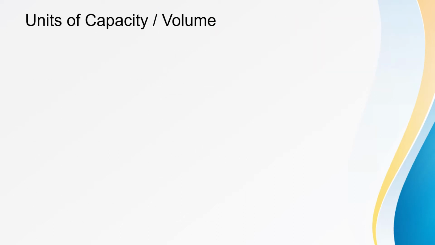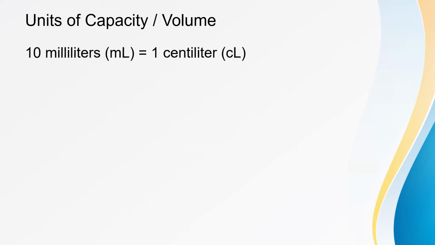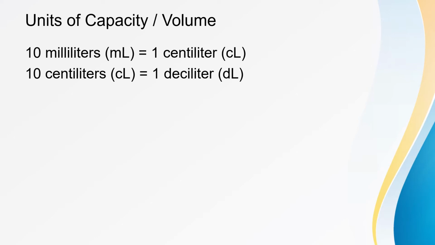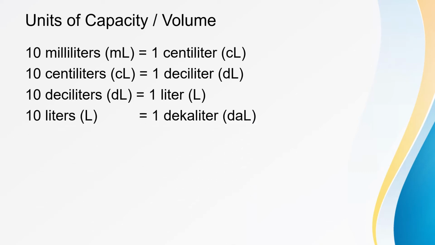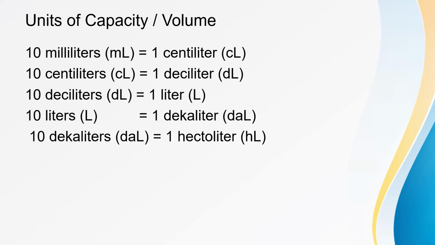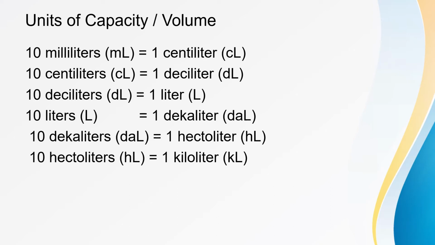Okay, next. Let's go. Units of capacity and volume: of course, we have milliliters, then centiliters, or cl. 10 centiliters is equal to 1 deciliter. 10 deciliters is equal to 1 liter. 10 liters is equal to 1 dekaliter. 10 dekaliters is equal to 1 hectoliter, and 10 hectoliters is equal to 1 kiloliter, or 1,000 milliliters is equal to 1 liter. Okay. Now, how did that happen?